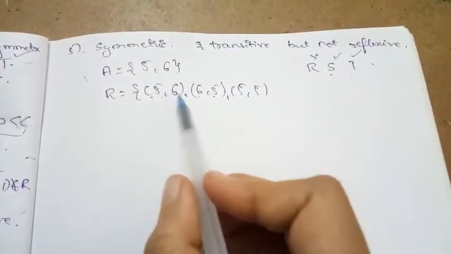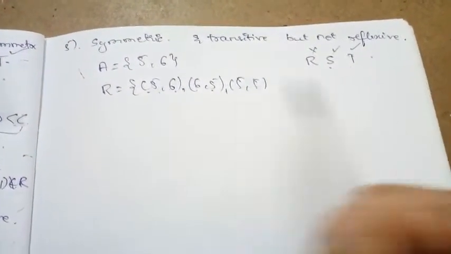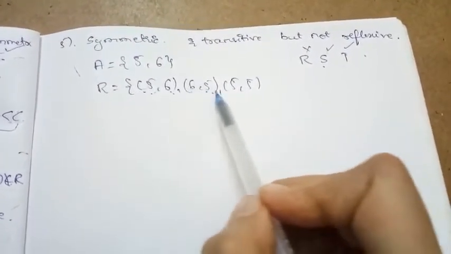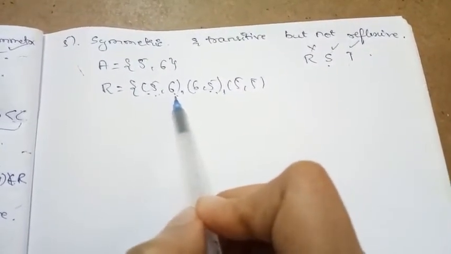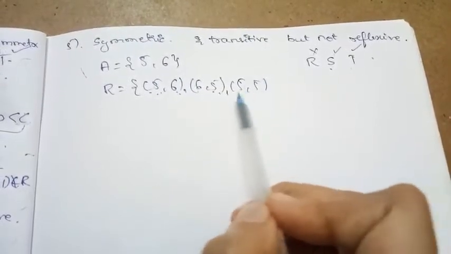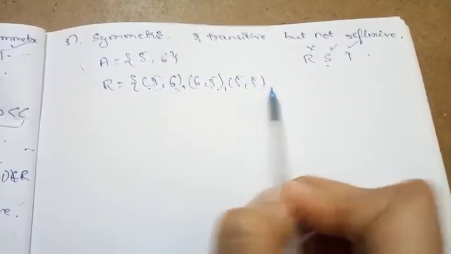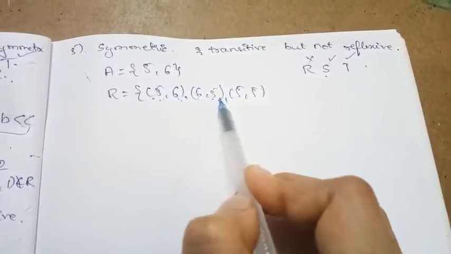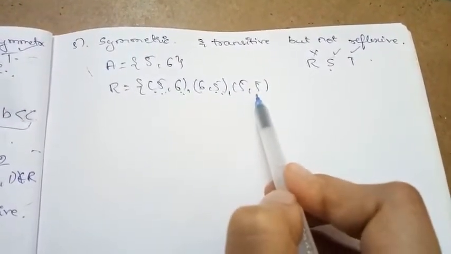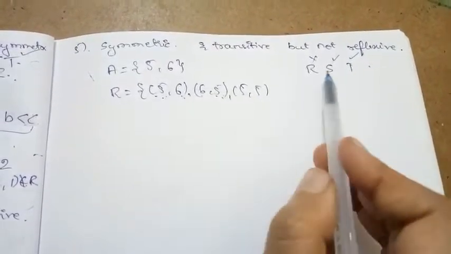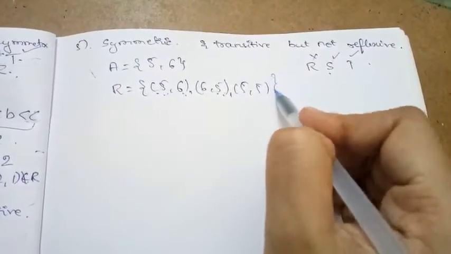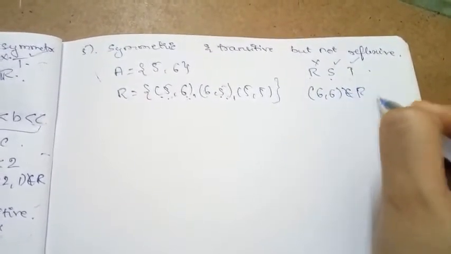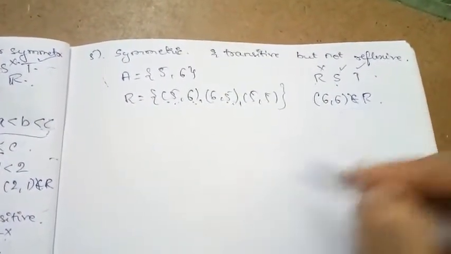Now you can see clearly this relation is symmetric because for (5, 6), (6, 5) is also there, and for (6, 5), (5, 6) is there. For (5, 5) the reverse is (5, 5) itself, so it is symmetric. To say it is transitive, (5, 6) and (6, 5) exist in the relation, so (5, 5) is also existing in this relation. So it is symmetric and transitive, but it is not reflexive because (6, 6) does not belong to this relation.